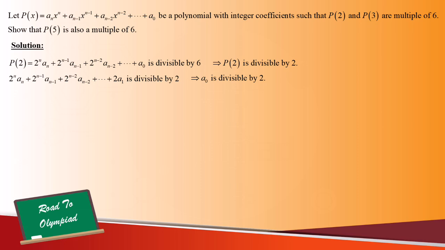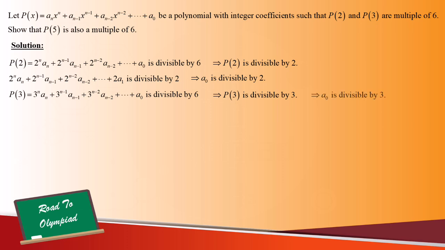By a similar argument, we can substitute x equal to 3 into the polynomial and come out with a similar conclusion that a_0 must be divisible by 3 as well. Combining the fact that a_0 is divisible by both 2 and 3, it must be divisible by 6.